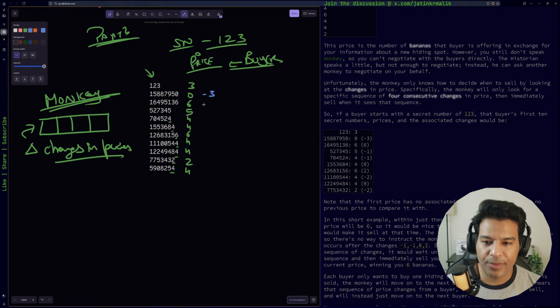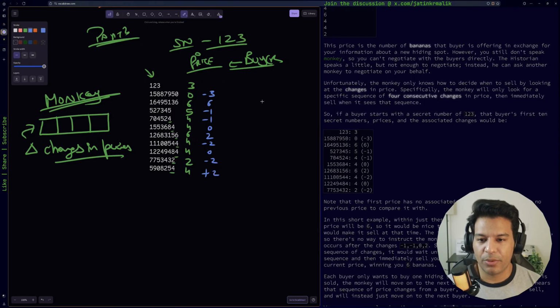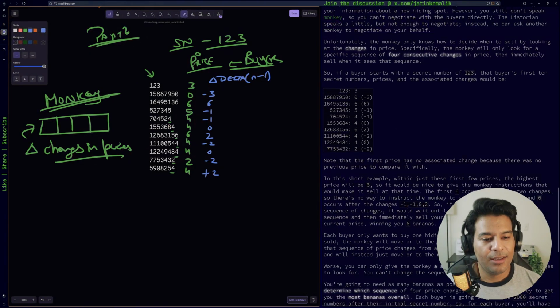So this is the delta. It's like a delta from the previous value whenever we are calculating it. So 0, 2, -2, 0, -2, and they have not given it, but since we wrote this, we can write it like +2. And this was the first 10, but this I think is the 11th value. Fair enough. So we are given these, the delta from the previous price. So delta from n-1 in simple terms. Note that the first price has no associated change because there was no previous price to compare with. So for 123, if we are starting with it, there is nothing. So we will not take it.